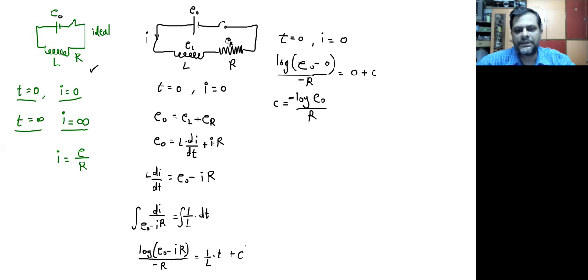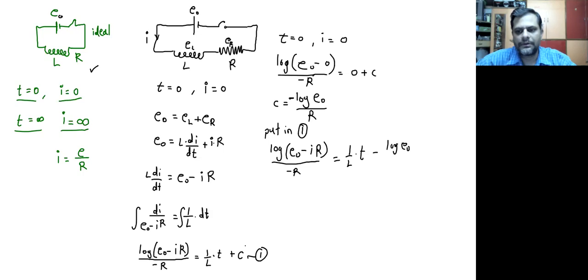If we put this value of C in equation number 1, we get log of E naught minus IR upon minus R is equal to 1 upon L into T, and here C's value is minus log of E naught upon R. Then if we multiply throughout by minus R, we get log of E naught minus IR equal to minus R by L into T, plus log of E naught simply.